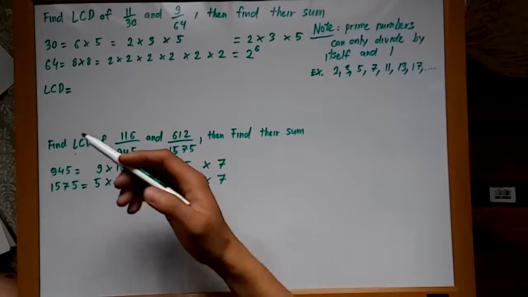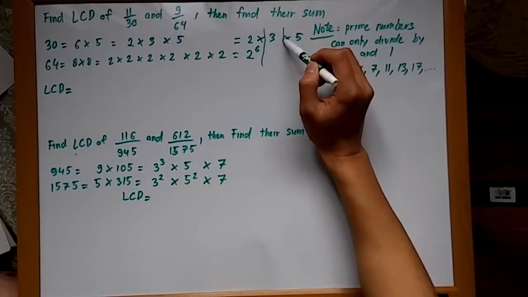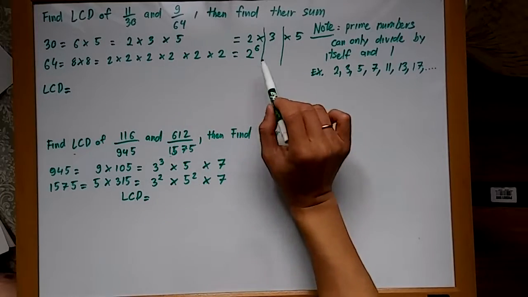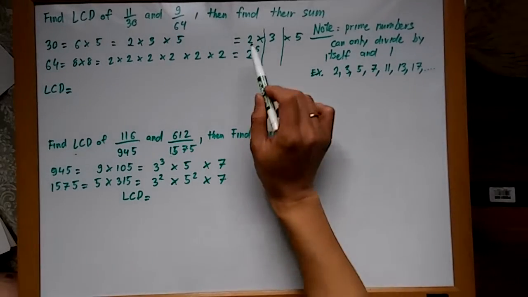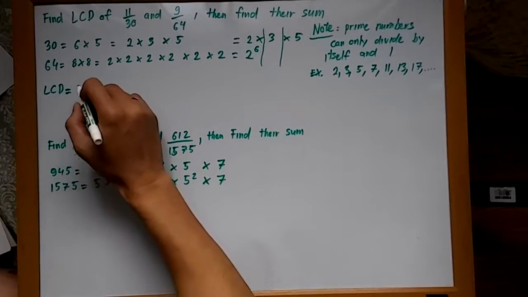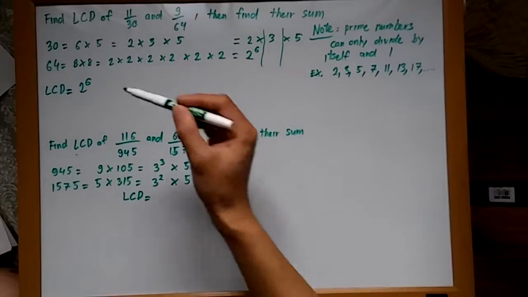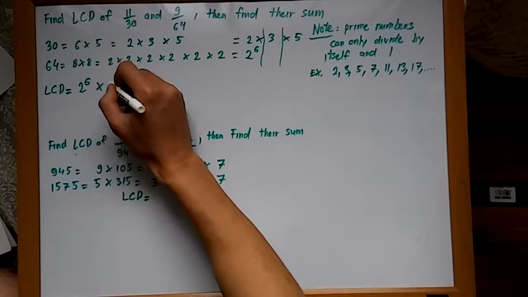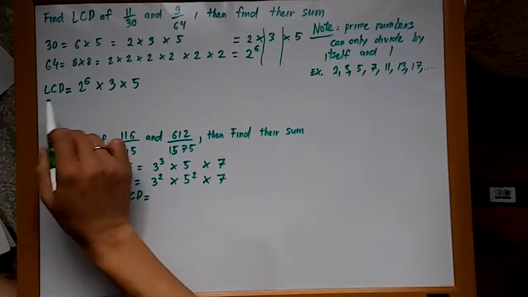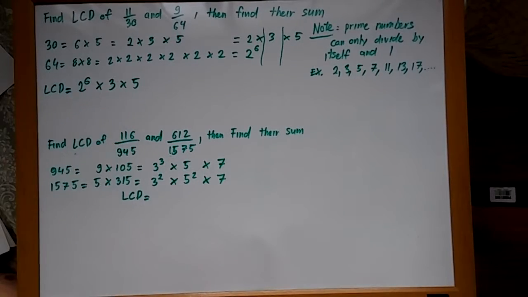multiples, to find the LCD, you simply draw columns separating each of the prime numbers, and you simply take the higher of the two. So between 2 and 2 to the power of 6, the LCD is equal to 2 to the power of 6. Between 3 and nothing here, you take 3. And between 5 and nothing here, you take 5. And that is the LCD of 30 and 64.